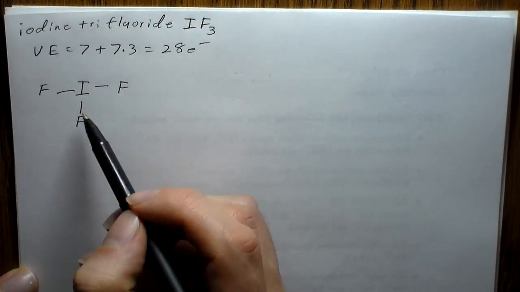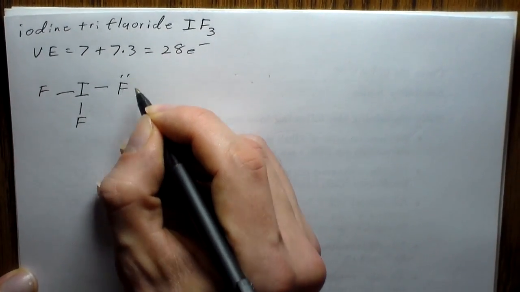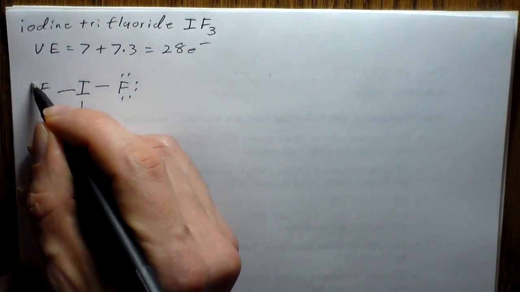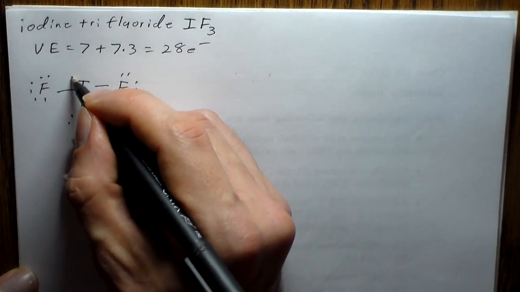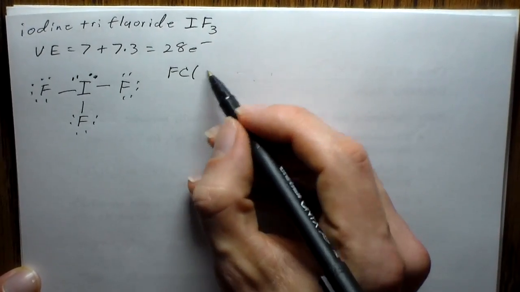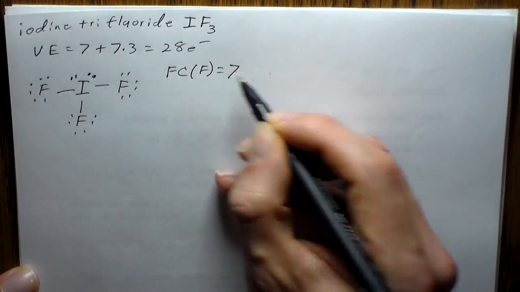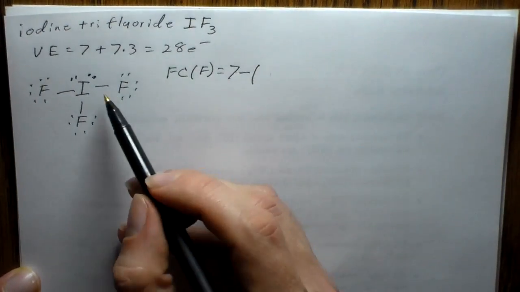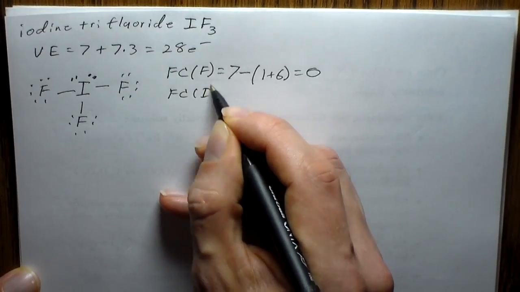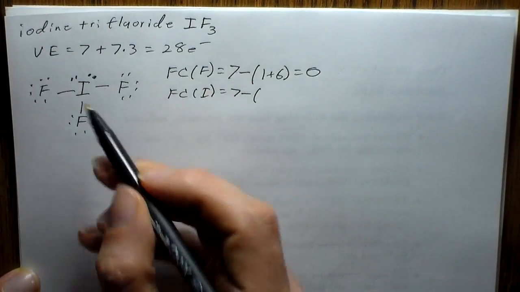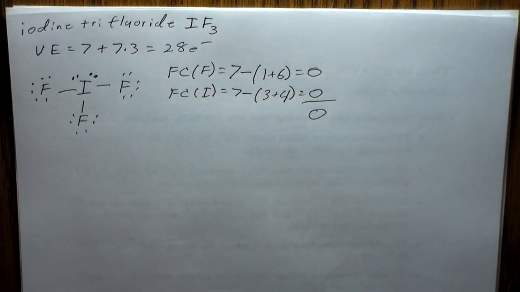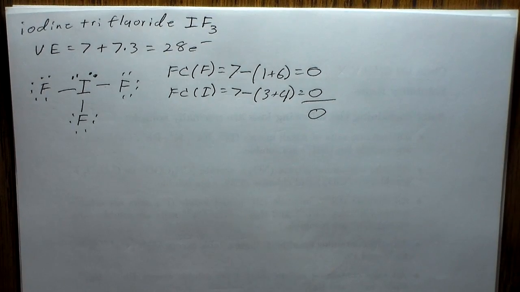And bonds. That's 1, 2, 3, up to 28. I'll just check my formal charge. On the fluorine, there is going to be 7 valence electrons minus 1 line and 6 dots, 0. And the formal charge on my iodine, again, 7 valence electrons, then I have your 3 lines and 4 dots, which is 0. That adds up to 0. And yeah, we're good with our structure, so we don't need to move electrons around, so that's nice.